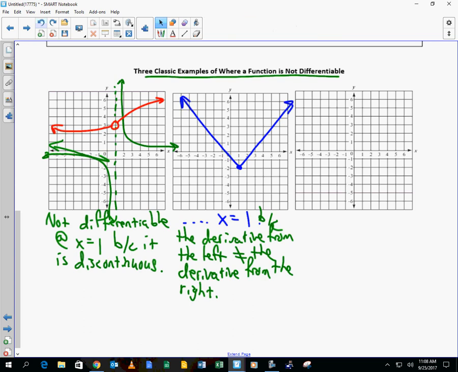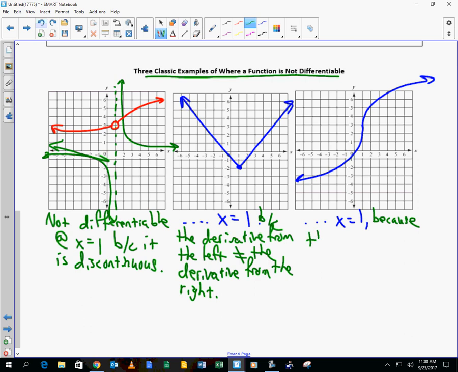And we have one last example where a function might not be differentiable, or I should say instead of might, it in fact is not differentiable. Something like that. That one also is not differentiable at x equals 1, because the tangent line would be vertical, and the slope of a vertical line is undefined. So it's not differentiable at x equals 1 because the tangent line is vertical.